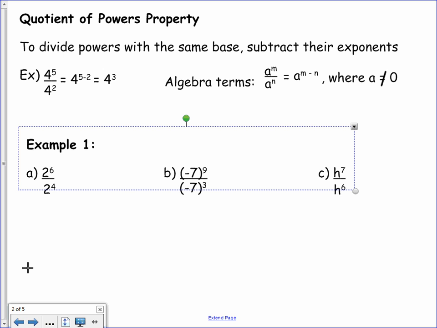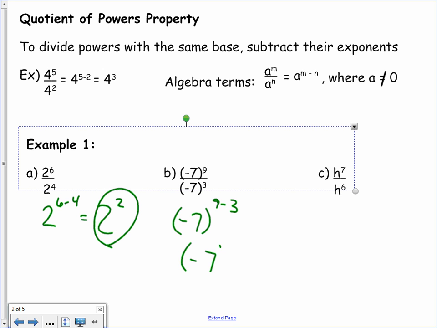Now for the examples, part A: we have 2 to the 6th divided by 2 to the 4th. That will be 2 to the 6th minus 4, which equals 2 to the 2nd. Next, our base is -7, and we have to take 9 minus 3, so that'll be -7 to the 6th. Again, we are making sure that we have the parentheses around the negative.